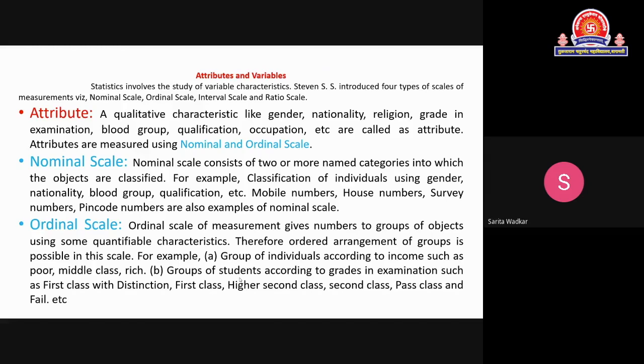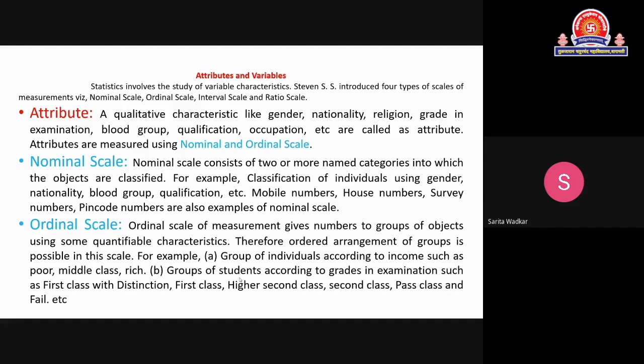Nationality, then again the nationalities are given there. It is Indian, Chinese, Japanese, Algerian, and so on. Same comes with blood group. So blood group, you may have A positive, A negative, O positive, O negative. Qualification, you can see here, either you are graduate, postgraduate, doctorate, HSC, or SSC. So these are some nominal scales.